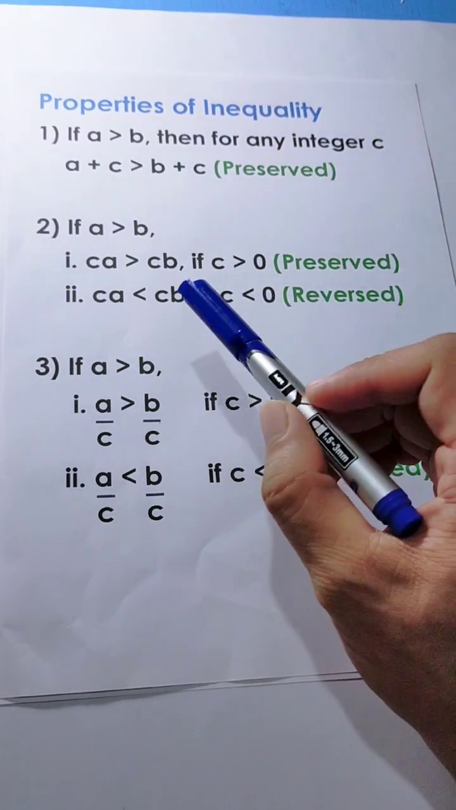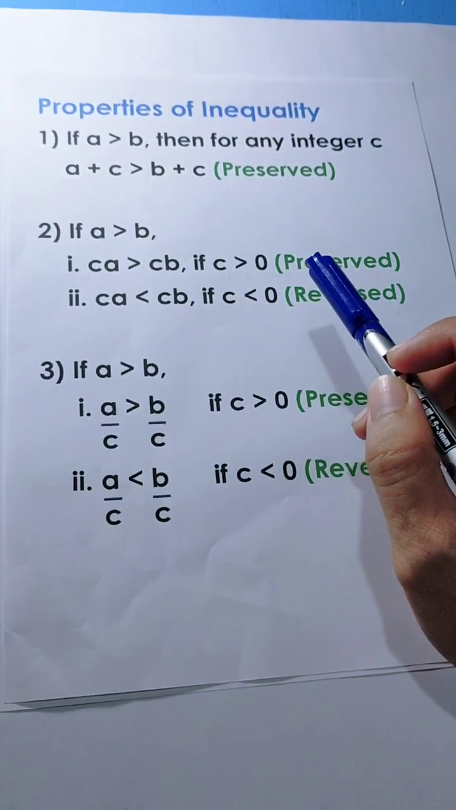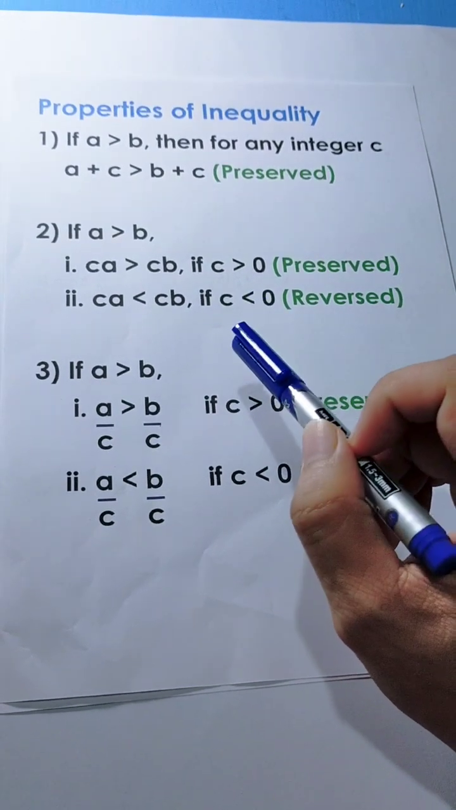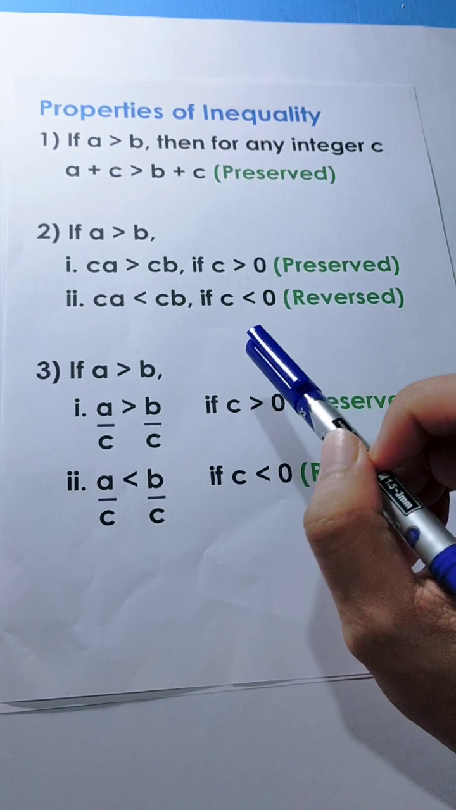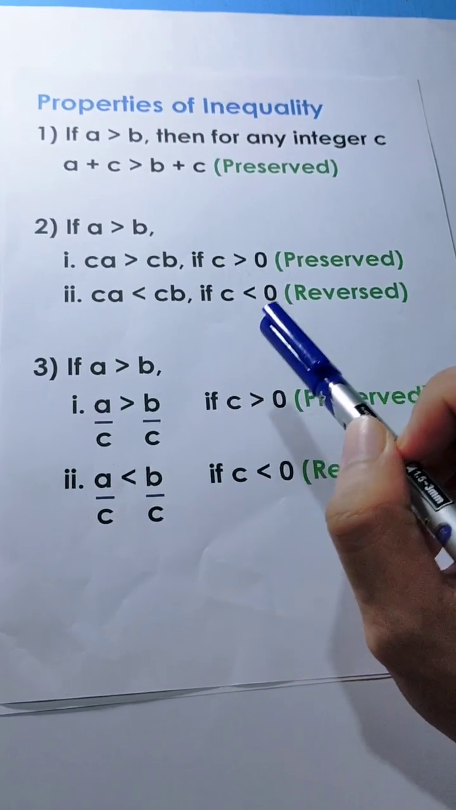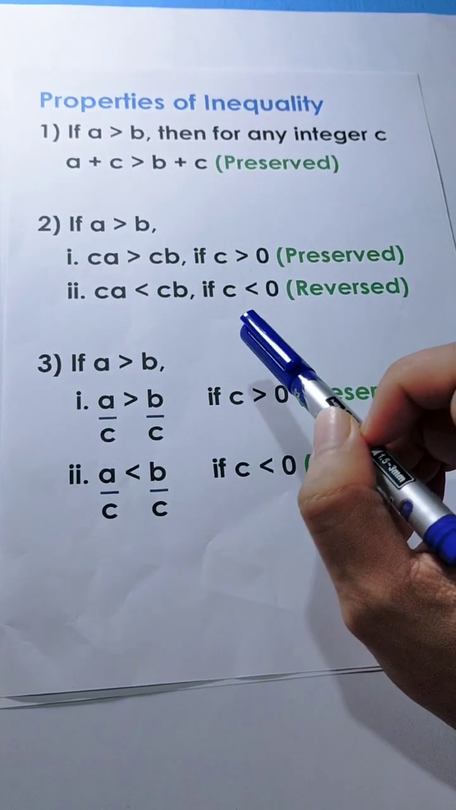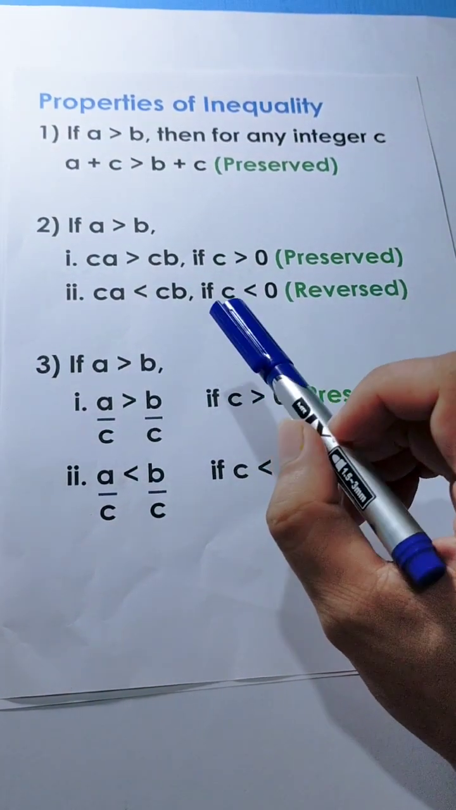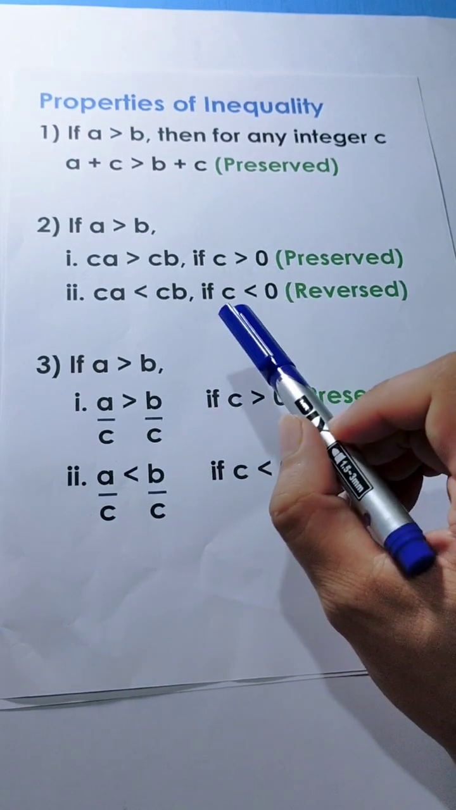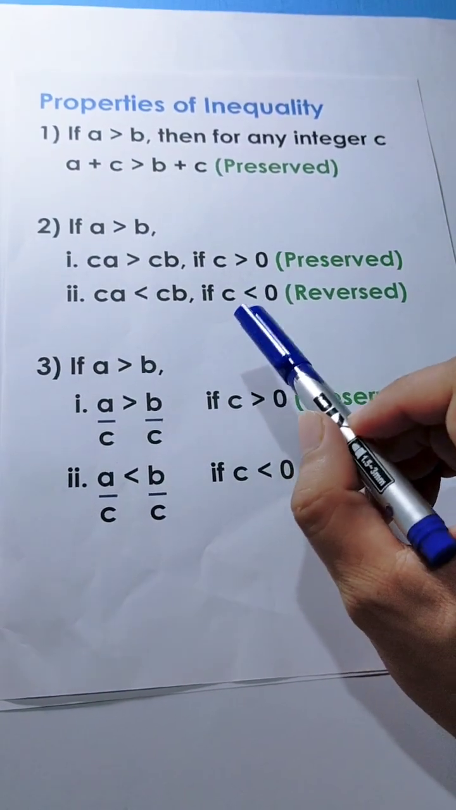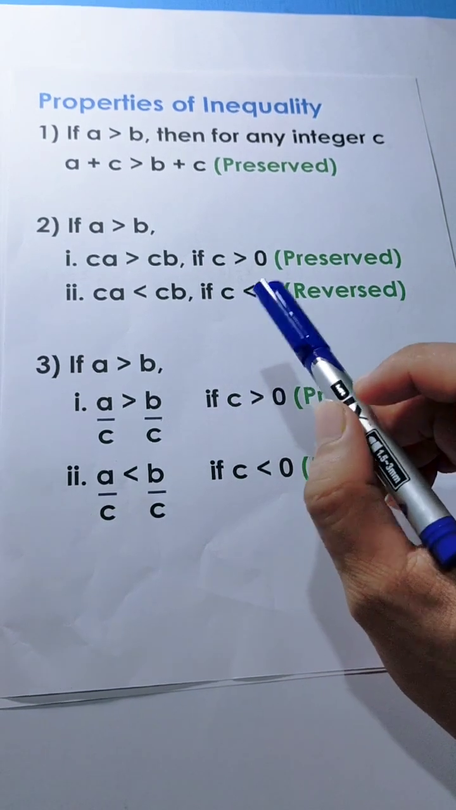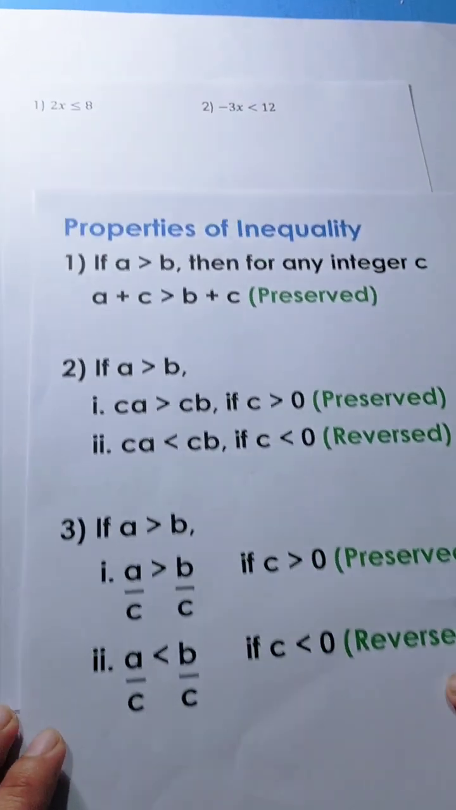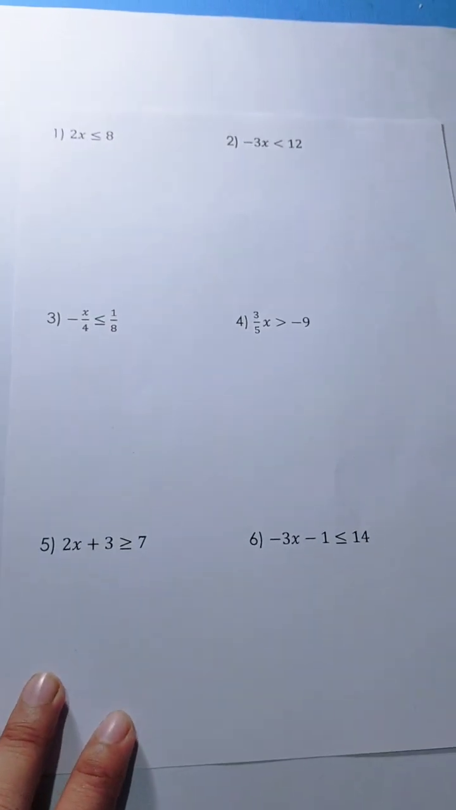However, if we multiply or divide by a negative number on both sides, then the inequality will be reversed. It will be changed. So that is the only thing you need to remember. If you multiply a negative number on both sides of the inequality, it will be reversed, or divide by a negative number on both sides, it will be reversed. Only that. Okay, let's apply the properties in these problems.